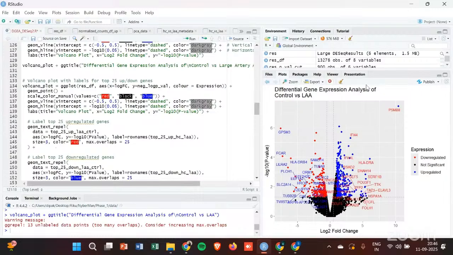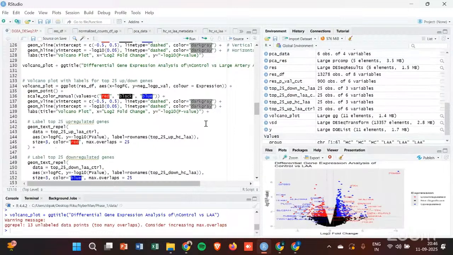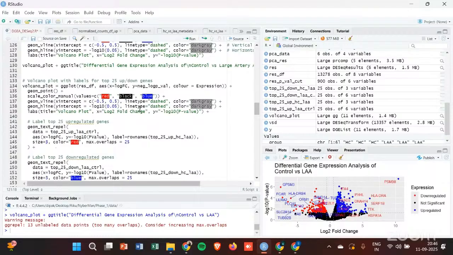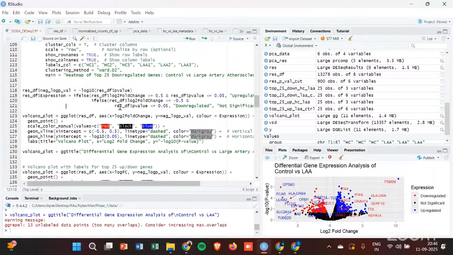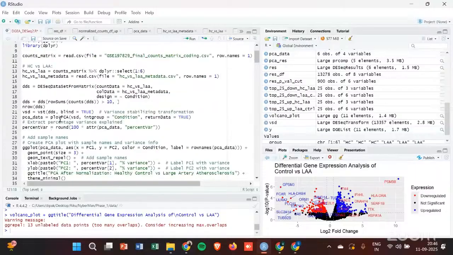When you discard those elements, I think the observation came to 19,270. Those were the total number of genes we started with. Then we discarded the ones which did not follow our filtering criteria, normalization count, data frame. After that, you make that 25 observations.